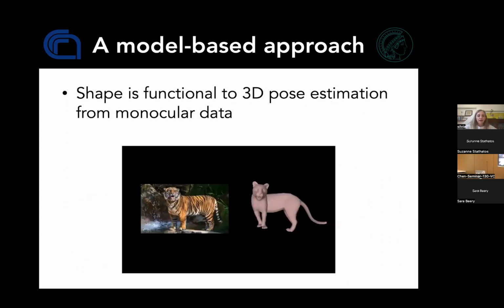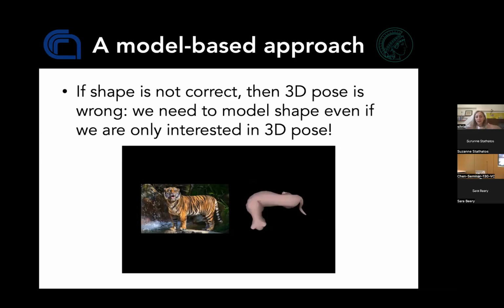Okay. So I want to point out that recovering shape is not just a problem itself, but is functional to 3D pose estimation when you use monocular data. And this for me is very important. So consider this picture with this tiger. And this on the right is a plausible 3D reconstruction of the pose. But then if you look at this reconstruction from another view, you see that the pose is wrong.